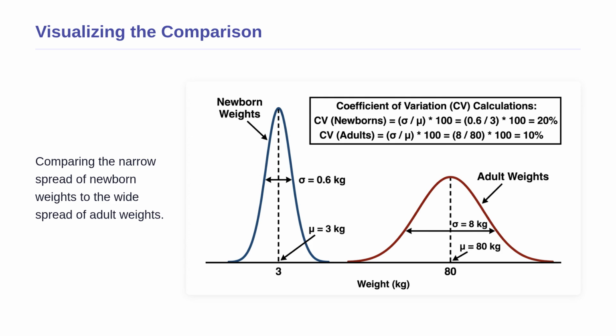Visually, the adult curve looks far more spread out because its absolute standard deviation is larger. However, the calculation box above shows the truth. Because the adult mean is so far to the right, that wide spread is actually a smaller percentage of the total weight. The diagram perfectly illustrates why absolute spread can be deceiving.